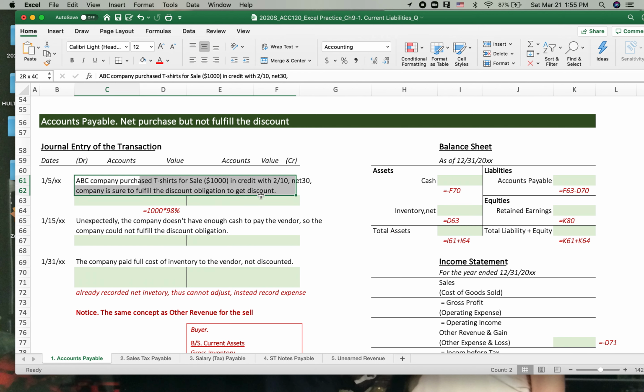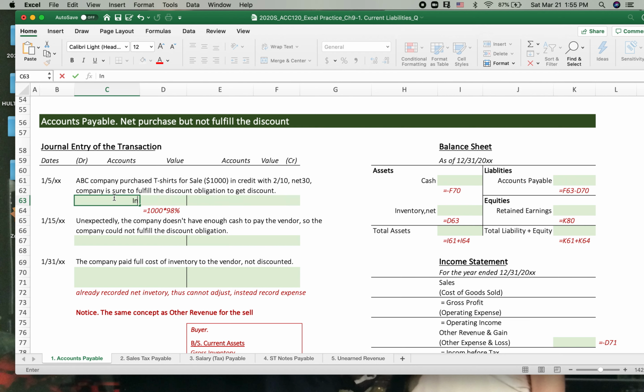The second case is also accounts payable. We have the same case, but the ABC company is sure to fulfill the discount obligation to get the discount. Maybe the company has enough cash to pay within 10 days. So in that case, the company can record inventory, which is a net amount directly. So $1,000 times 98%, considering the 2% discount, is the starting point, 980. And then accounts payable, 980.